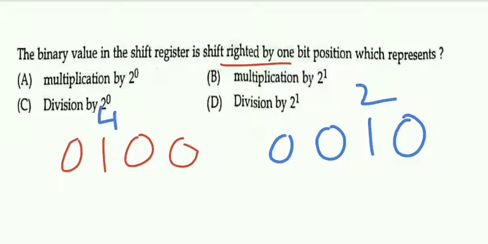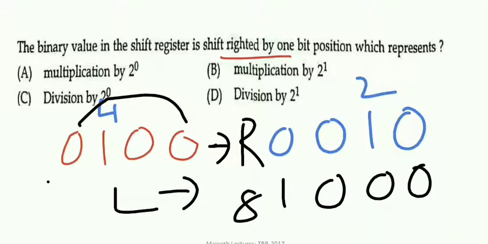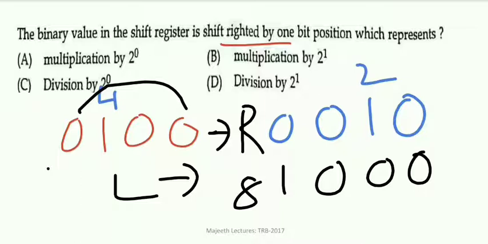Suppose you shift left, what you get is, left hand side means this 0 will go here and 1 will come here. So 1, 0, 0, 0. So here it was 4, now it is 8. So left shift means it will multiply the original number by 2, whereas right shift divides the number by 2. Very, very important. So the answer is division by 2 power 1. That is the correct answer.